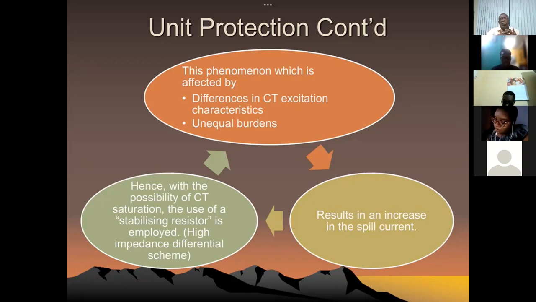So we can then end up with this increased current going through the relay. The question is, what value of resistance do we need to militate against this occurrence? And that's really the crux of what we're talking about today.